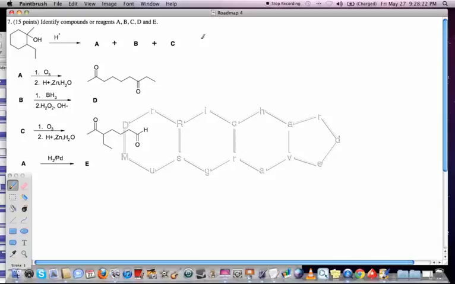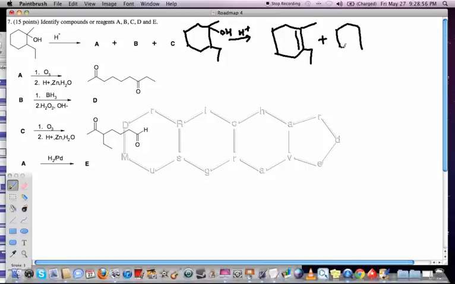In the first step, what we're going to do is react this alcohol with H+. And what that's going to do is give us 3 products. And we know what 3 products it's going to give us. What we don't know is which is A, which is B, and which is C. At the moment, we're not too concerned about that, but we will be in a little bit. So that's one product. That's our second product. And here's our third product.